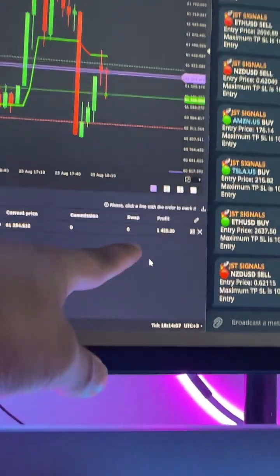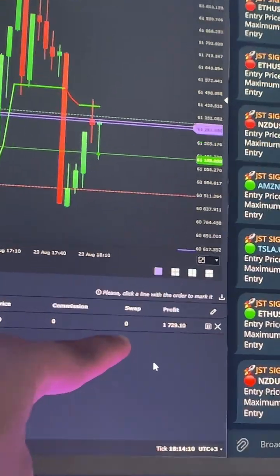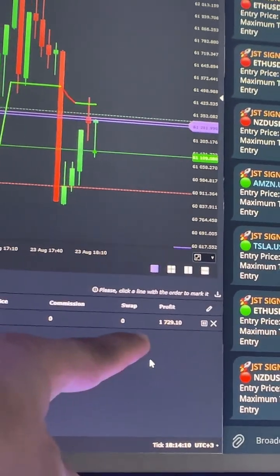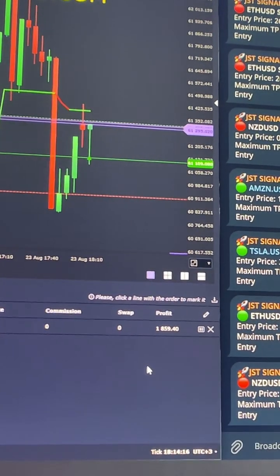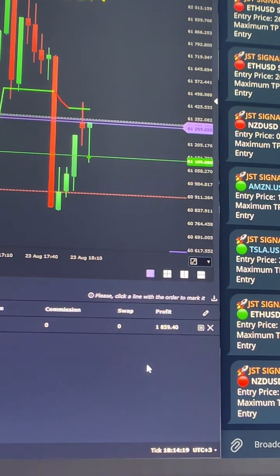All right, guys, there we go. We're over $1,000. We're at $1,500 in profit on this trade that we just entered. $1,700, $1,800. Oh my God, so close. That's crazy. We're so close to our take profit.